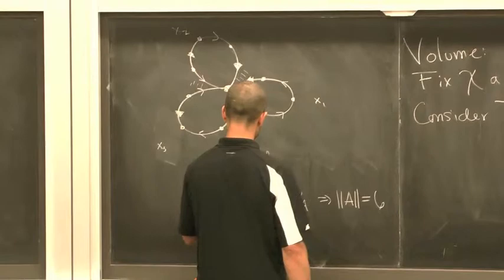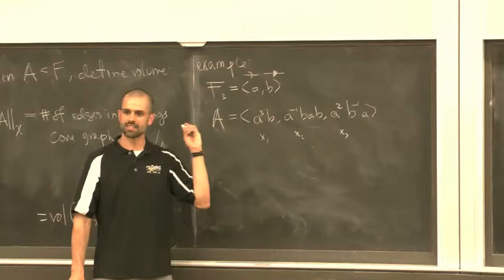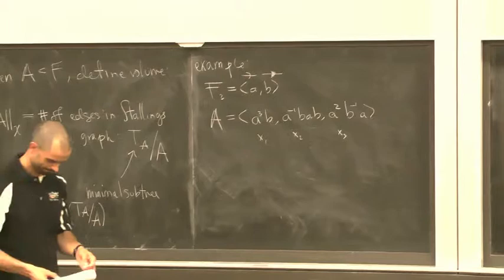Okay, and in the case when A is just a cyclic subgroup generated by a single element, you just get the cyclic length of that word. So it's a very natural notion of complexity of a subgroup.